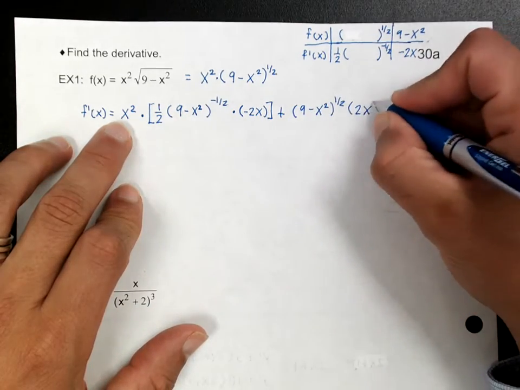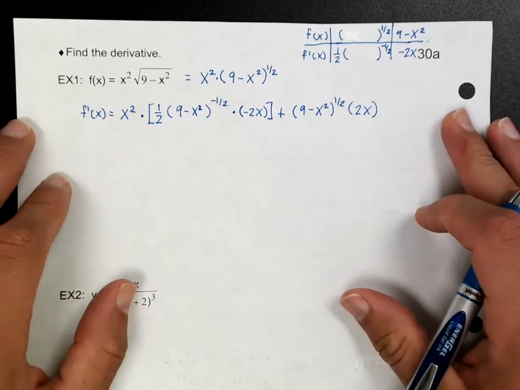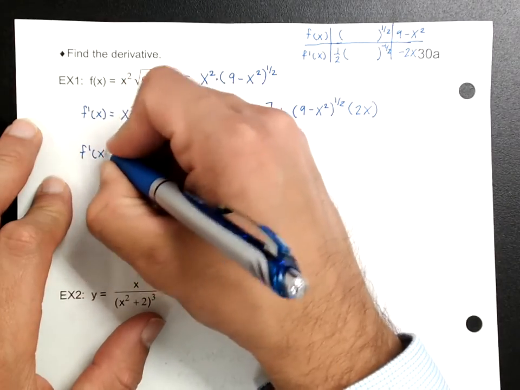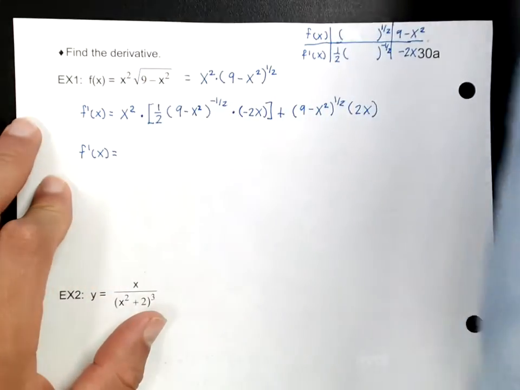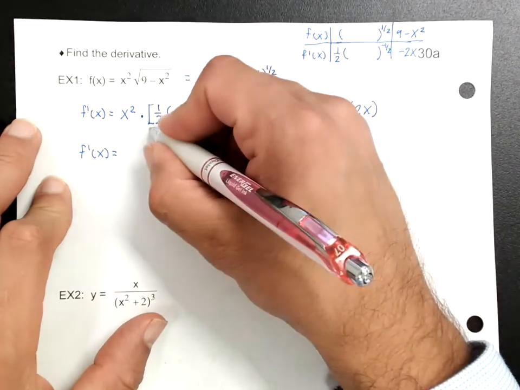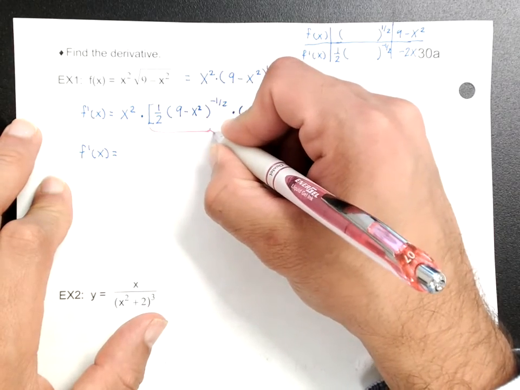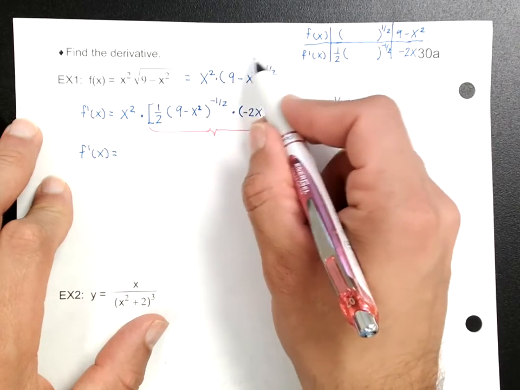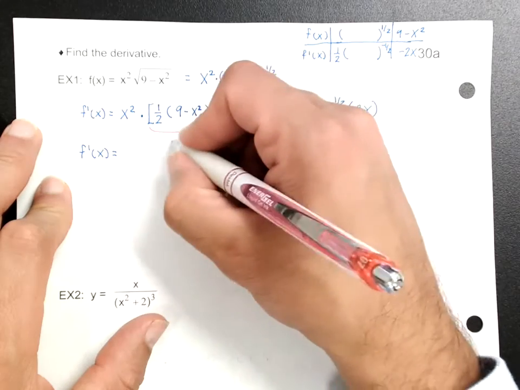Okay? So now let's try to simplify this. Just to make sure that we understand what this came from, remember, all of this is a product rule. This right here, I had to use a chain rule to get the derivative of this part right here. So this again is a chain rule.